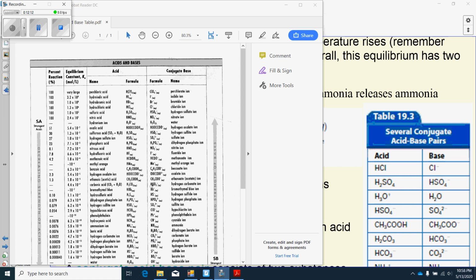So when your acid loses its H, it becomes a conjugate base. When a base gains an H, it becomes a conjugate acid. So you can see many, and they're called a conjugate acid-base pair, or for short, just acid-base pairs. You can see them linked up beside each other on the acid-base table.